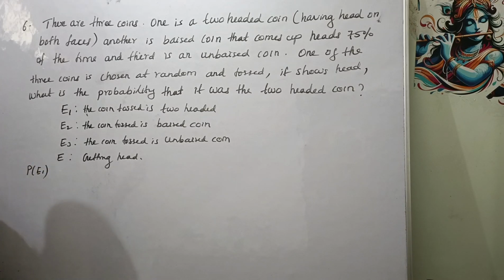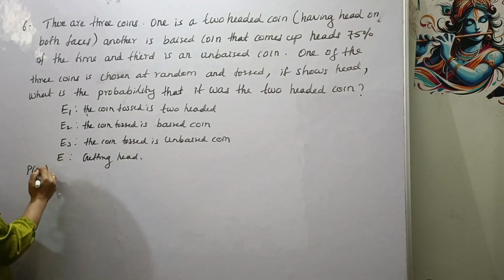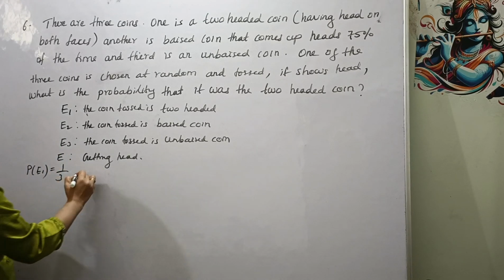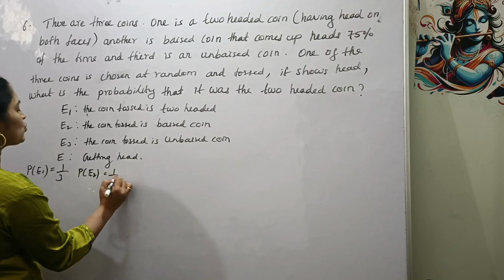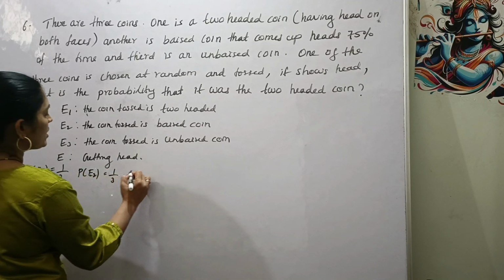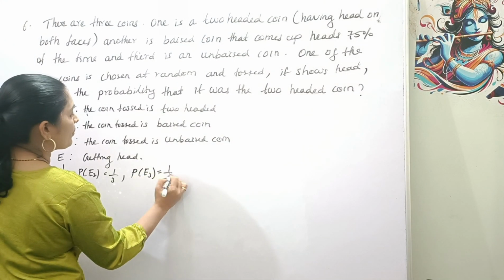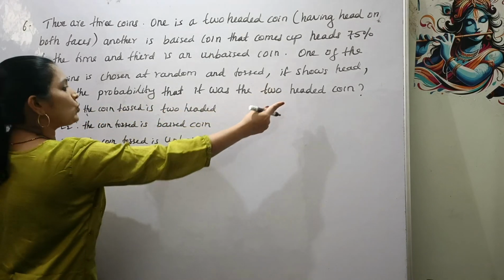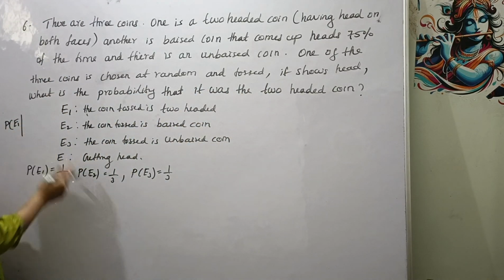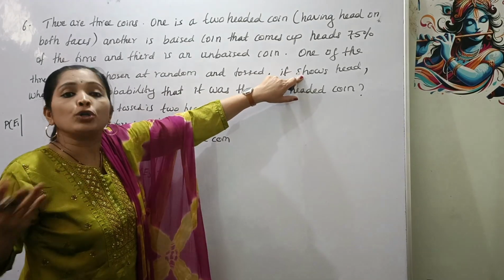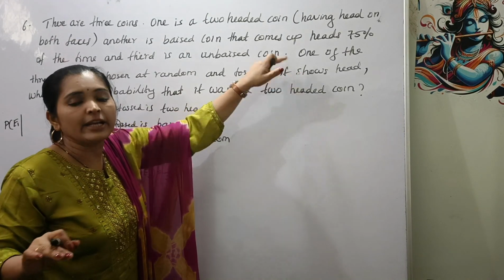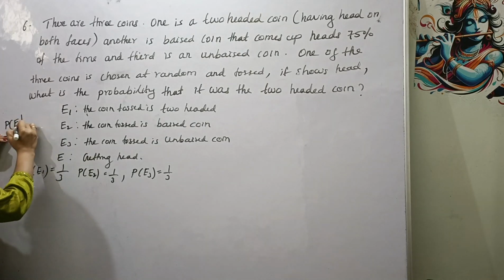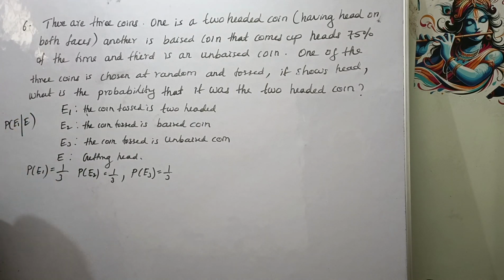Now, what is probability of E1? There are a total of 3 coins. One coin is the two-headed coin. There is only one two-headed coin, so that is 1 by 3. And probability of E2 is the same, 1 by 3, as there are 3 coins in total. Probability of E3 is also 1 by 3. Next, what we have to find is the probability that it was the two-headed coin given that showing head has already occurred. That is probability of E1 given E. That we have to find.